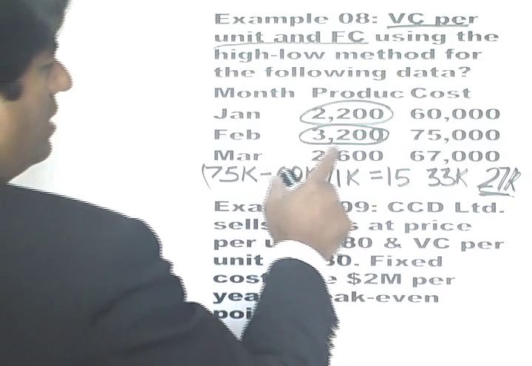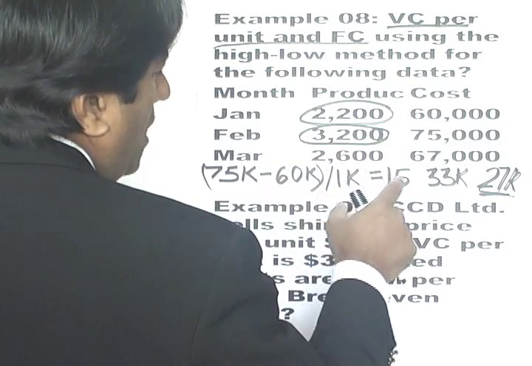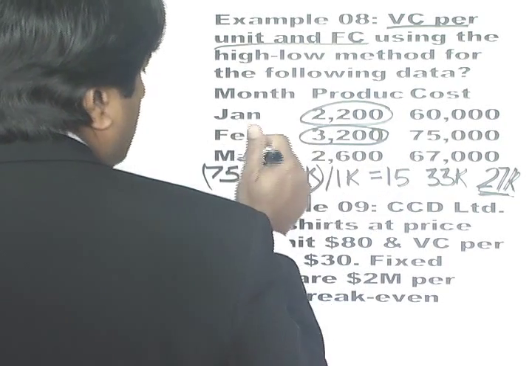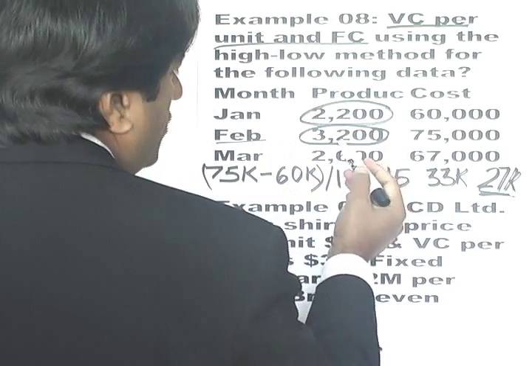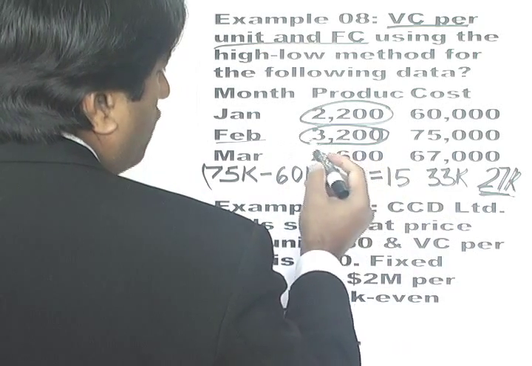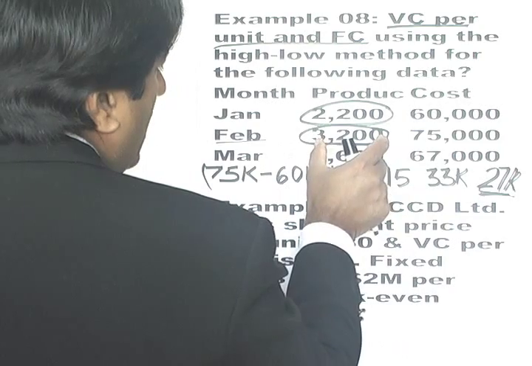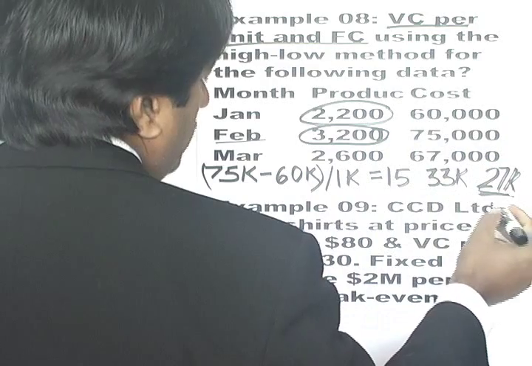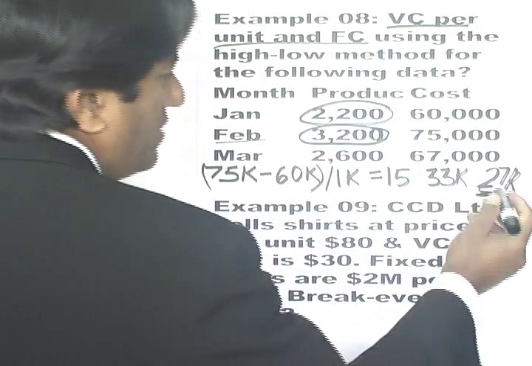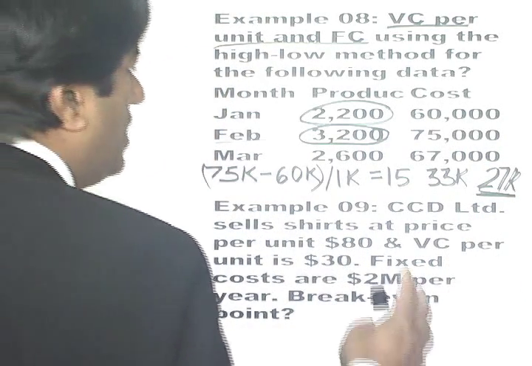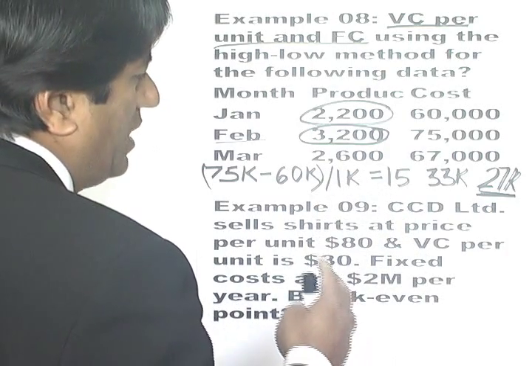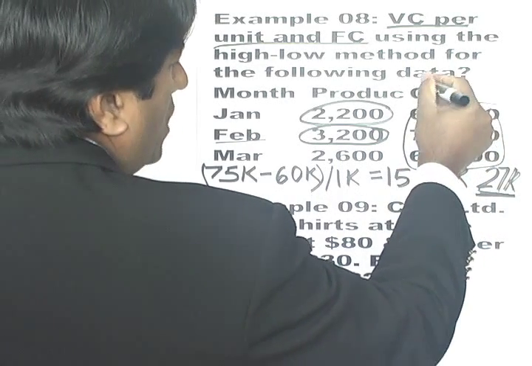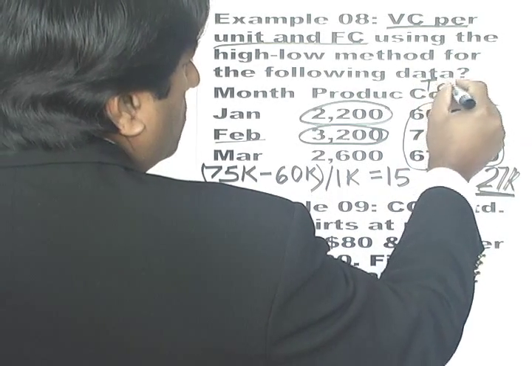You could even subtract the total variable cost for this February production. You would multiply 3,200 by 15, and you would get 48,000. So that 48,000 you subtract from the total cost of 75,000, and you'll still get 27,000 as the fixed cost. Remember that the fixed cost plus the variable cost equal the total cost, which is what is given here. So this is the column for total cost.